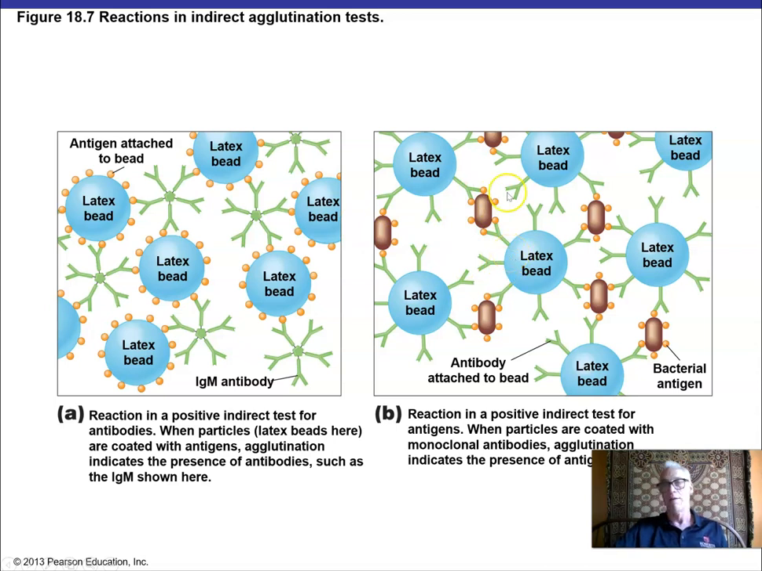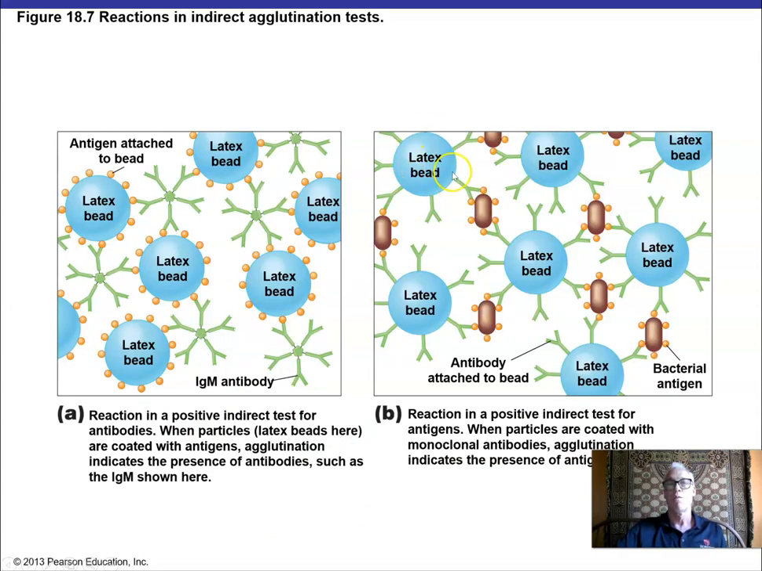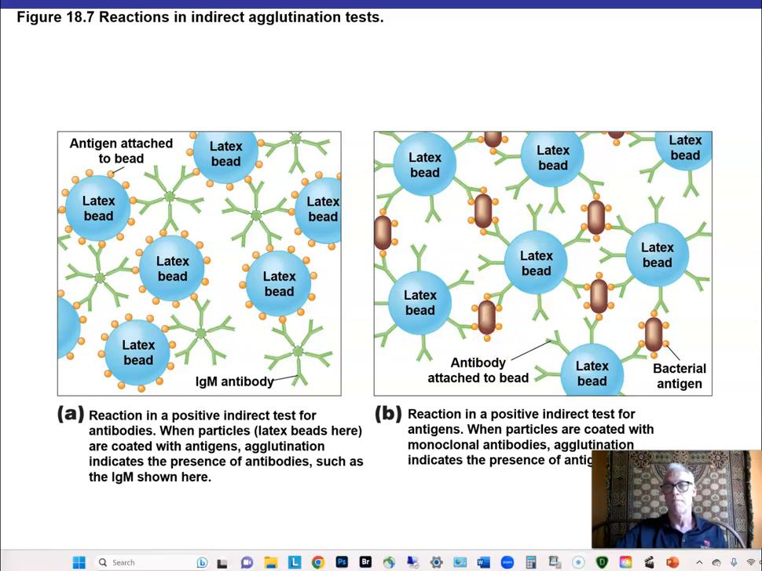If someone has a particular antigen in their body because they have an infection, you can have latex beads coated with antibodies. So instead of having particles that are antigens, take some microscopic latex beads that are commercially available, coat them with antibodies, mix them with the patient's sample, and if they have the antigen present, it'll form agglutination. So that is, call it a positive indirect test.